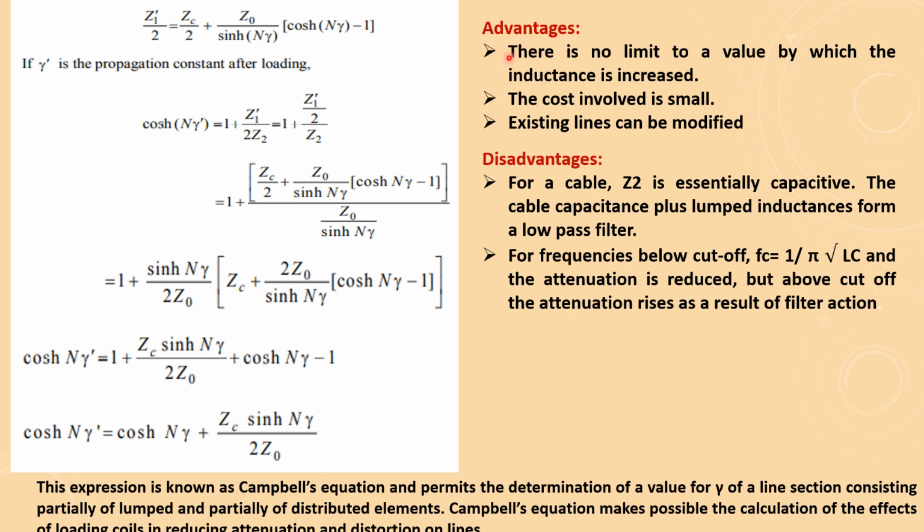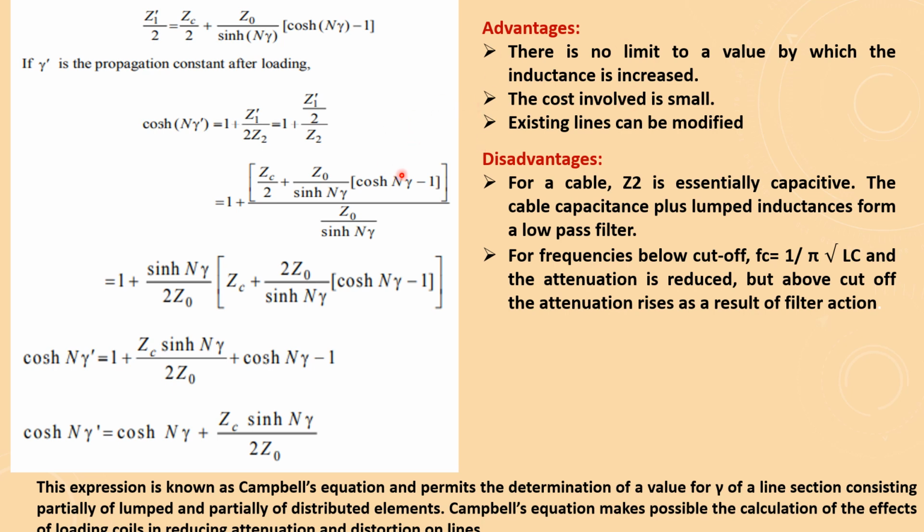So now we can look into the advantages and disadvantages. In the case of continuous loading, we know that we can increase up to 100 millihenry per unit length. But in this case, there is no limit on increasing that inductance. So we can increase even above 100 millihenry. And in the first case, continuous loading was very expensive. But here the cost is very small.